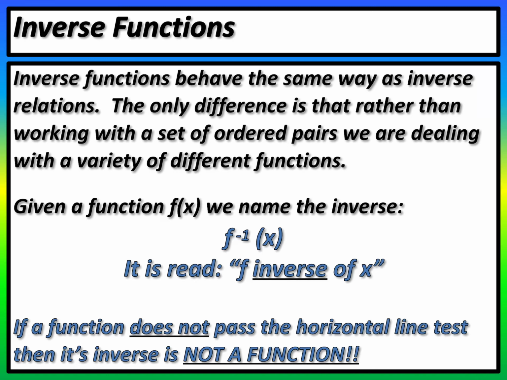If a function does not pass the horizontal line test, then its inverse will not be a function. Let's think about that. The horizontal line test checks for duplicate y values, and in the inverse, the y values become the domain. So if you have repeating y values and you then switch the x and the y's to become the inverse, you're now going to have repeating x values, which means that you are no longer a function.